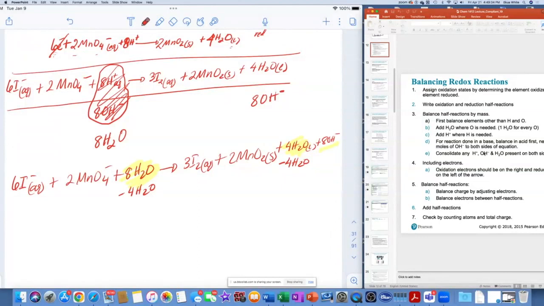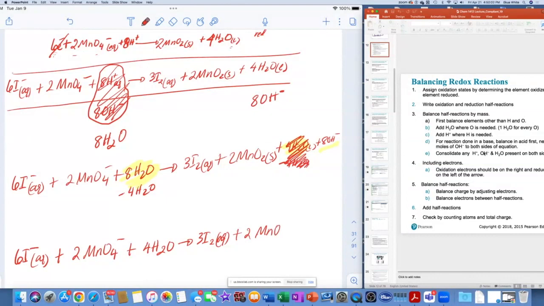Okay. So here we have 6I minus (aq). Sorry, I just got an email there. I'm checking the email. Plus 2MnO4 minus plus 4H2O. Since this one got used up by that, it cancels out. We're left with 3I2 aqueous, and we'll double check that what we have in the end works, and then plus 8OH minus. I'm getting a reminder to stand. I'm literally standing right now.